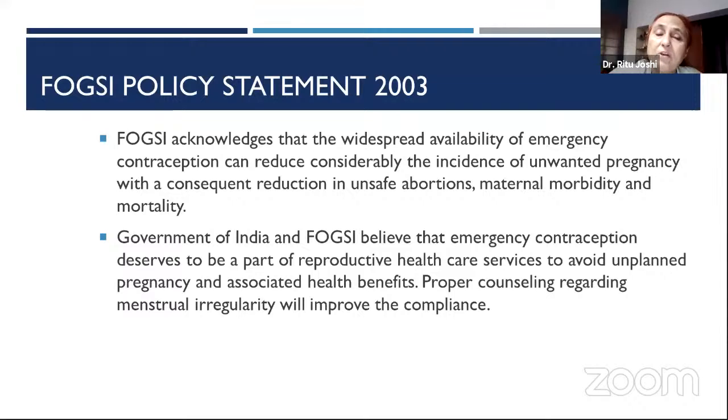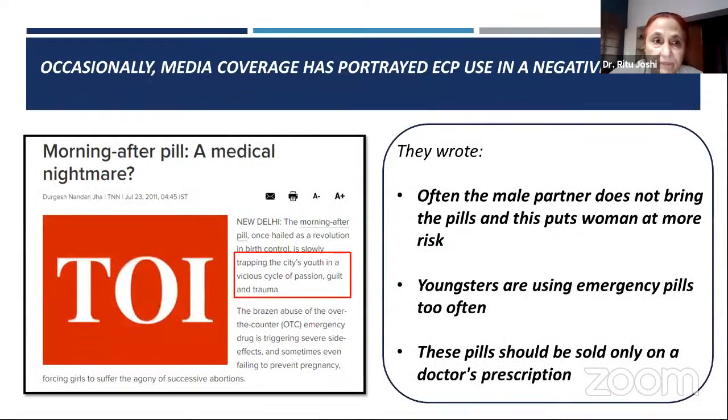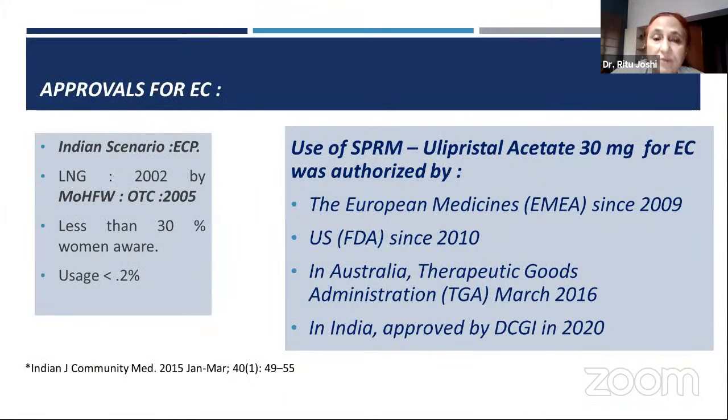FOGSI, way back in 2003, gave a statement that it acknowledged the widespread availability of emergency contraception, and it believes that emergency contraception deserves to be a part of reproductive healthcare services to avoid unplanned pregnancy and associated health benefits. Proper counseling regarding menstrual irregularities will improve compliance. We did have a few negative feedbacks in the media, but ultimately everything has been cleared. These pills should be sold only on a doctor's prescription, but ultimately we know that we can give them over the counter also without a prescription.